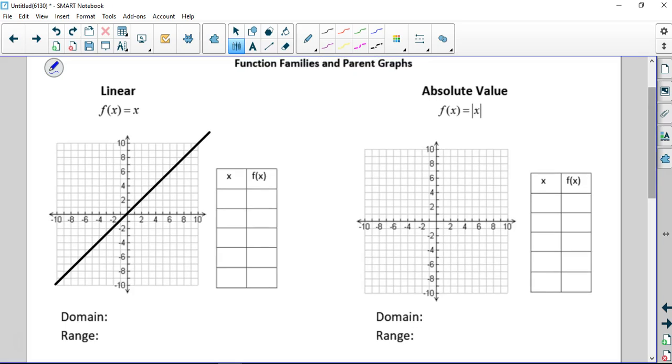Linear equations. Oh, that stayed. I meant to erase. I don't know why that didn't erase. Oh, I know, I didn't erase because I drew it with this. Okay, it's a line. Linear equations are lines. It's in the word itself.